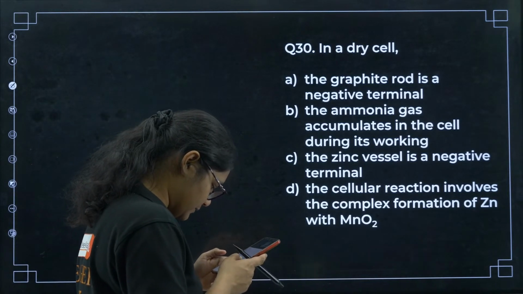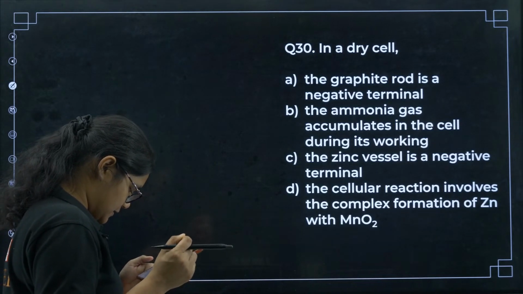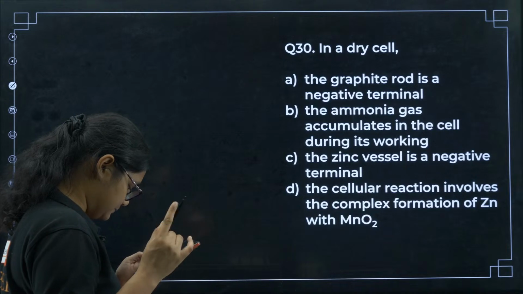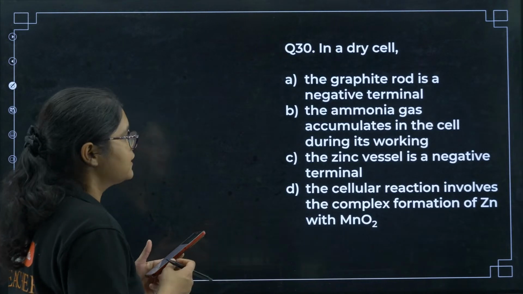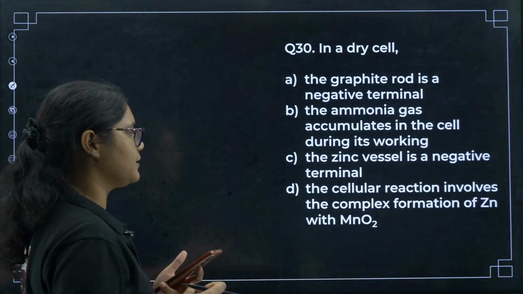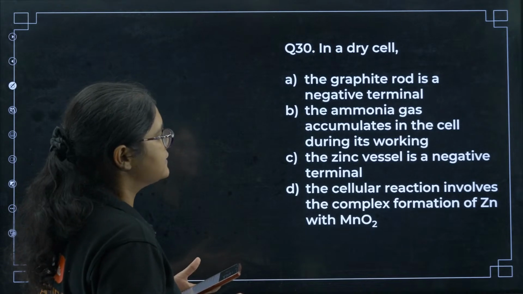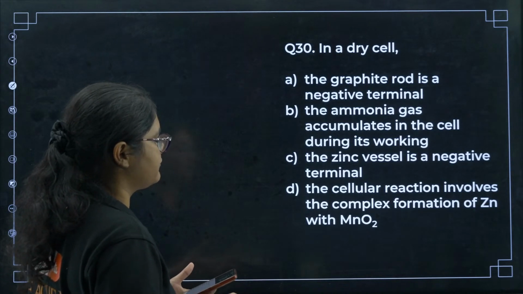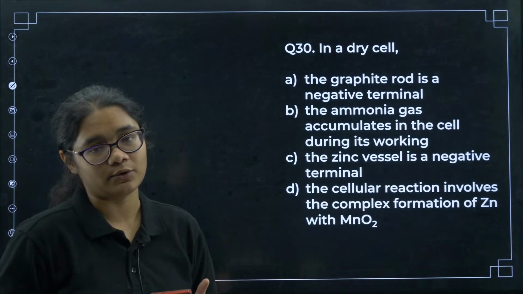Next, question number 30. In a dry cell, what happens? The graphite rod is a negative terminal. Ammonia gas is accumulated in the cell during its working. Zinc vessel is used as a negative terminal. Cellular reaction involves the complex formation of zinc and MnO2.